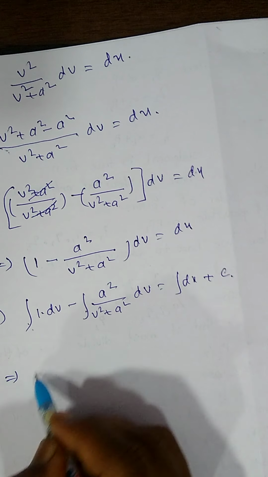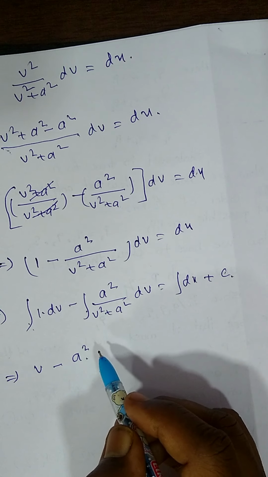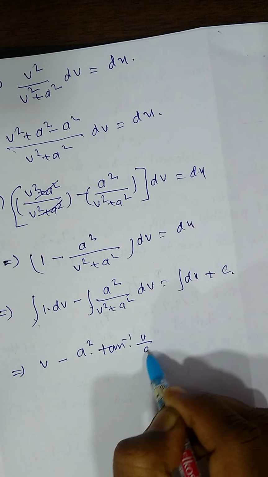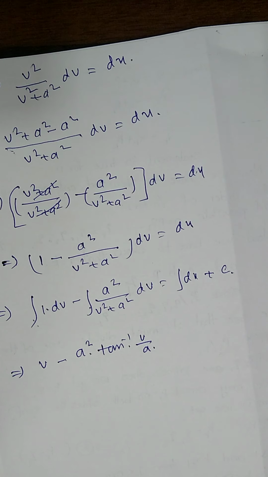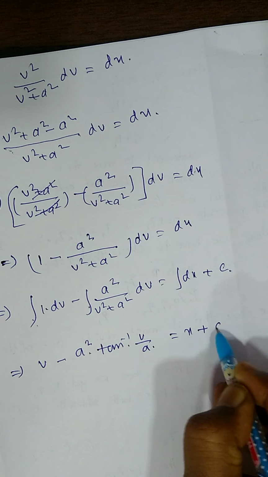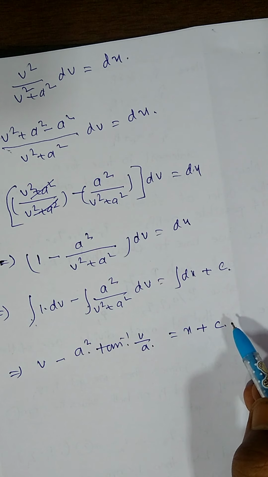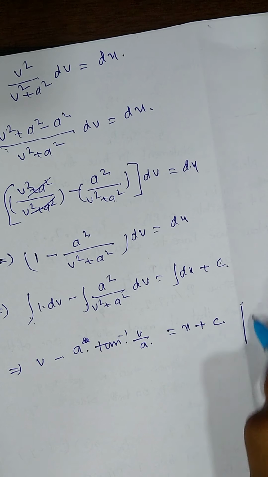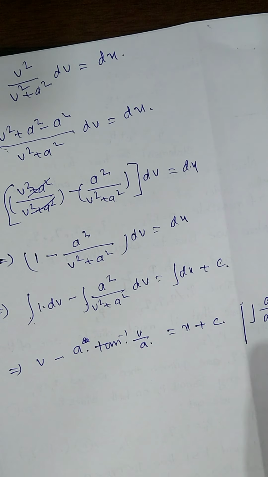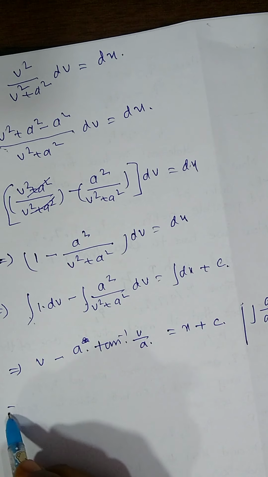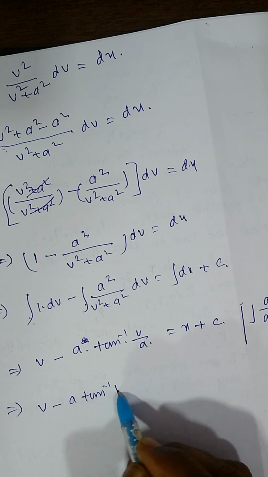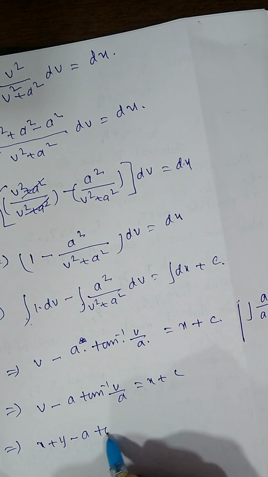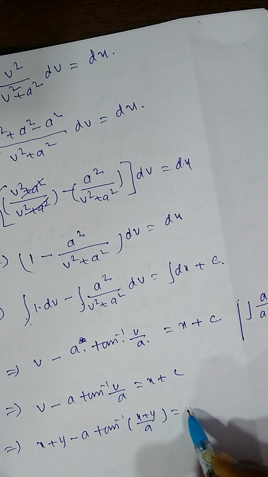Now 1 into dv means v, minus a square is constant, and 1 by v square plus a square means tan inverse of v by a. Integration of a square by a square plus v square is a into tan inverse of v by a. That implies v minus a tan inverse of v by a equal to x plus c. Now v equal to x plus y, so x plus y minus a into tan inverse of x plus y by a equal to x plus c.